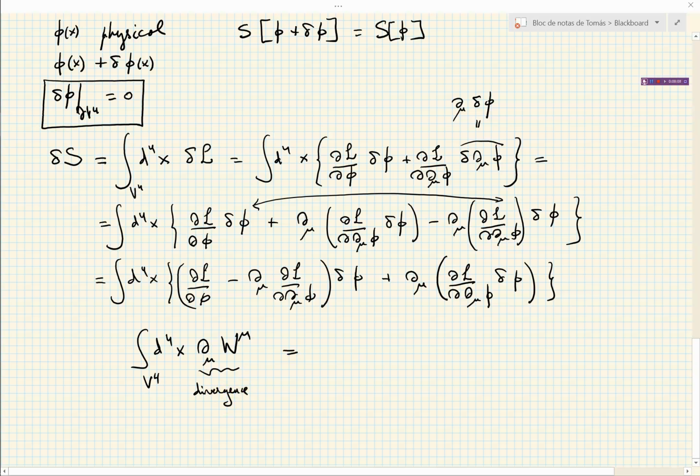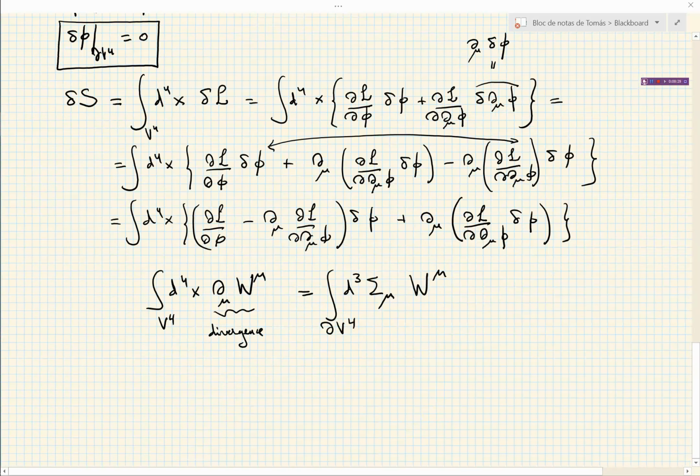Okay, this is then equal to the integral over the boundary, which is, remember, 3-dimensional, of the 3-dimensional volume element of the surface. Okay, I will draw you a picture of this. Remember that in the standard application of the Gauss theorem, you have a 3-dimensional volume, then the boundary is a 2-dimensional surface, and this 2-dimensional surface is characterized by a vector normal to the surface.